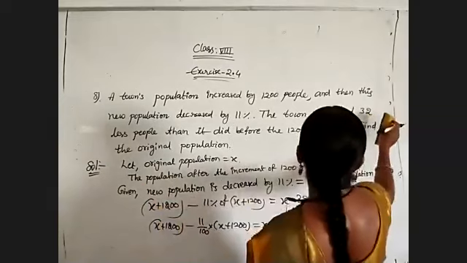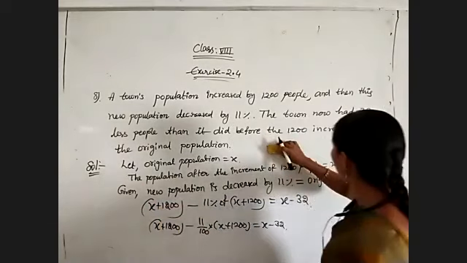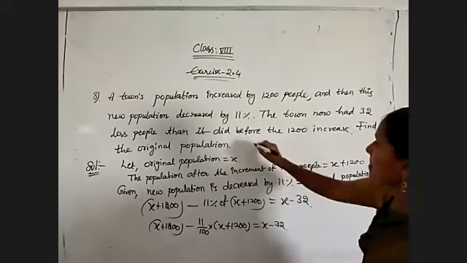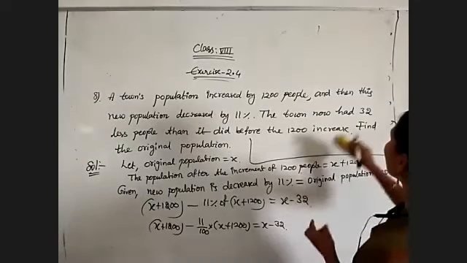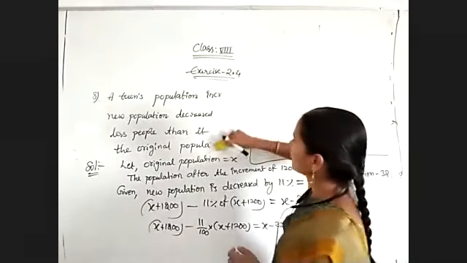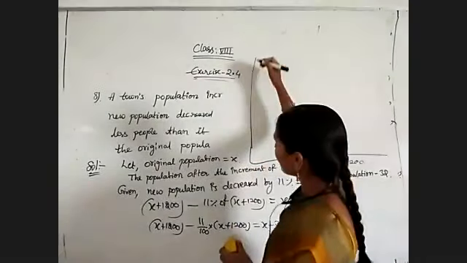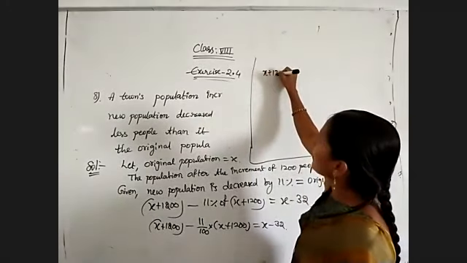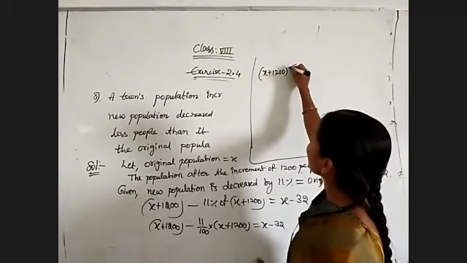So here I am writing, so I am rubbing this question. So observe, x plus 1200 is common in both the terms, so that's why I am taking it outside.